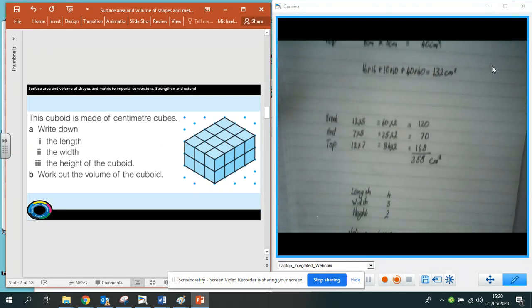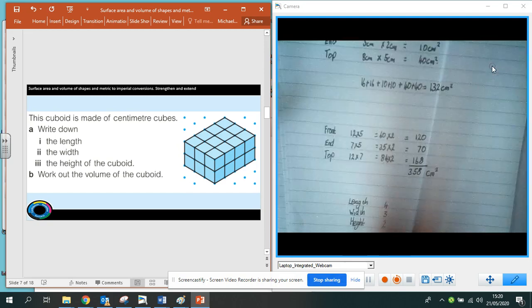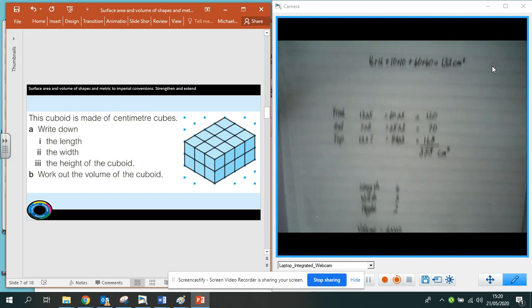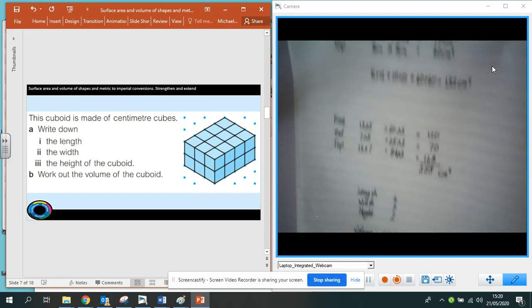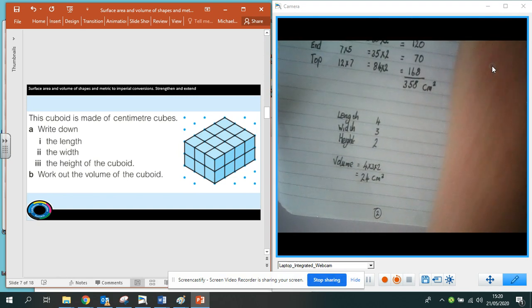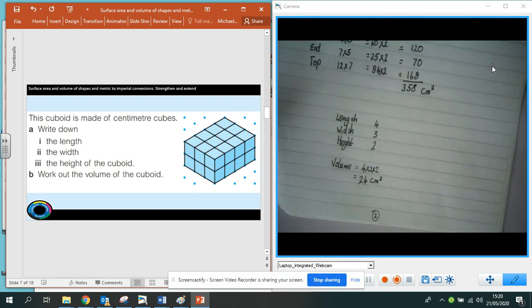So, here's my answers. There's a length of 4 cubes, a width of 3 cubes, a height of 2 cubes. So to find the volume, I multiply 4 by 3 by 2. 4 by 3 is 12 times 2 is 24, so my volume is 24 cubic meters. Note this is cubic, not square, there's a little 3.